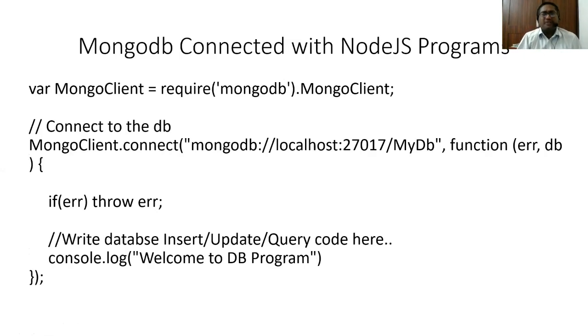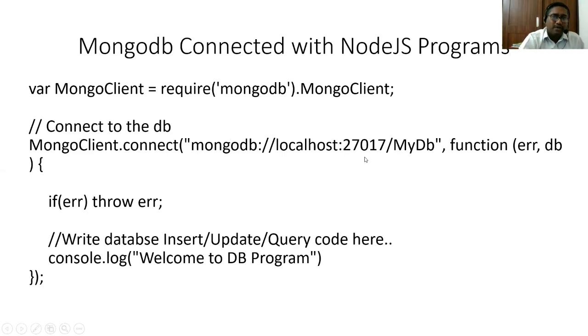MongoDB connected with a Node.js program. How to connect MongoDB and Node.js for combining with HTML. A simple sample is given here. Variable MongoClient equals require mongodb, it is the special module used here, dot MongoClient. MongoClient.connect of mongodb://localhost:27017/mydb. MyDB is your database name.